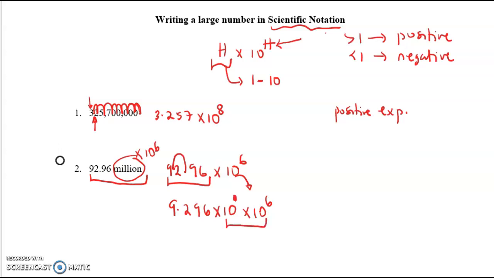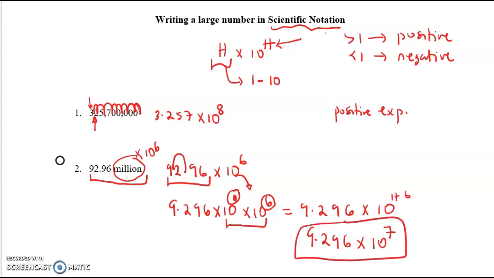And now with the law of indices, if you have a common base multiplying, the rule says we have to keep the common base and add the exponents. So you have 9.296 and you have 10 exponent 7. So if you want to convert 92.96 million to scientific notation, that will be 9.296 times 10 to the 7.